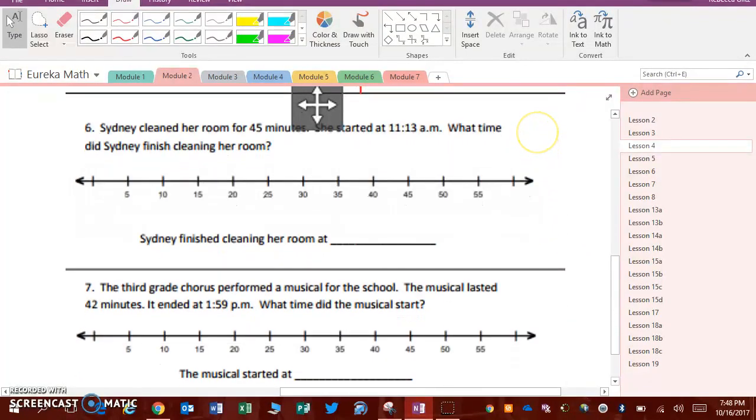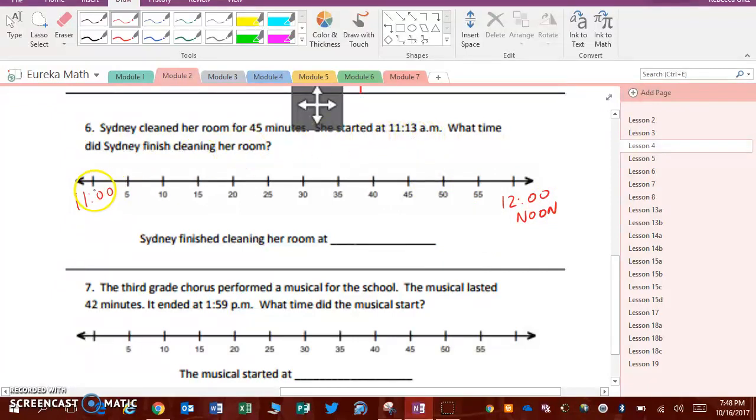Let's look at number 6. Sydney cleaned her room for 45 minutes. She started at 11:13 a.m. What time did Sydney finish cleaning her room? Okay, so let's find, her starting point is 11 o'clock. Her ending point is 12 o'clock, and this is noon also. She wouldn't be cleaning in the middle of the night when midnight takes place.